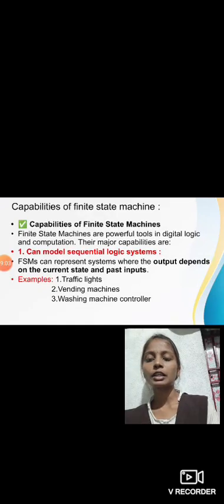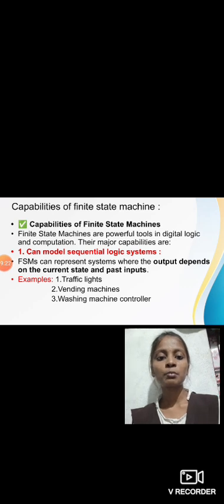Capabilities of finite state machines. Finite state machines are powerful tools in digital logic and computation. The major capabilities are: it can model sequential logic circuits. FSMs can represent systems where the output depends on the current state and past inputs. For example, traffic lights, vending machine, and washing machine controller.